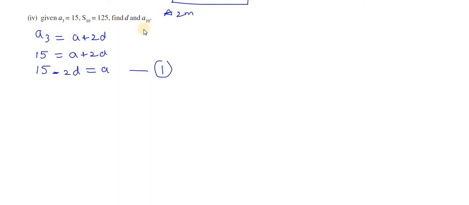To find A10, what can we do? We can find A10 only by using this formula: An is equals to A plus (n minus 1) into D. Here, what is the data we know? We know only n. What is n? n is nothing but 10. We know only 10.